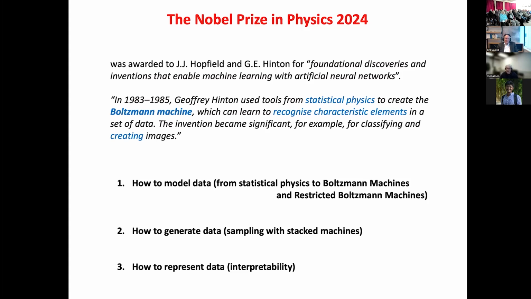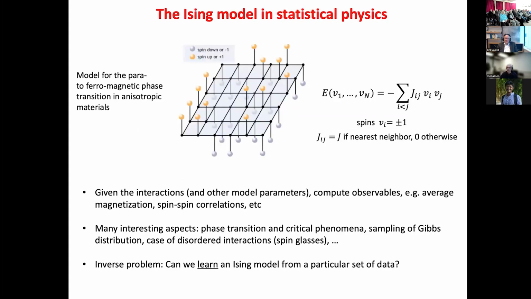Okay, so let me start with Boltzmann machine. And I think if we want to understand what Boltzmann machines are, we have to do one step backward, which is going back to the Ising model. So the Ising model is something we teach all students in statistical physics. It's really a cornerstone of undergraduate studies in statistical physics. And we all know what it is.